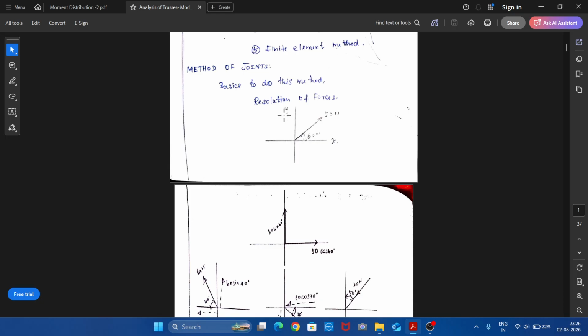One main thing to be noted is that the angle should be with respect to the horizontal axis. If it is with respect to the vertical axis, then convert the angle with respect to the horizontal axis and then use this concept. So we have 50 Newton acting like this. If you resolve along the x-axis, you will get 50 cos 60, because along the horizontal axis it is cos theta. And if it is resolved along the vertical axis, 50 sin 60.